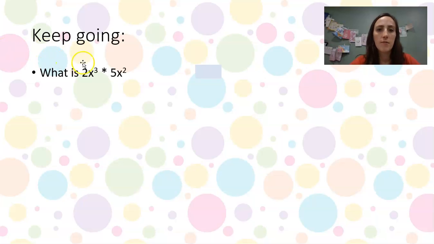If I take that even further, 2x cubed times 5x squared, we would do the 2 times 5 and give us 10. X cubed times x squared, that's going to give us x to the 5th. So we have 10x to the 5th.